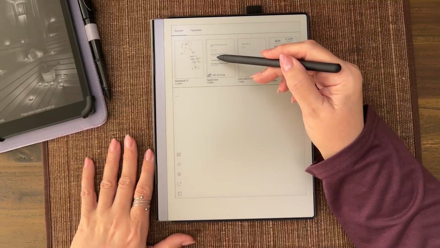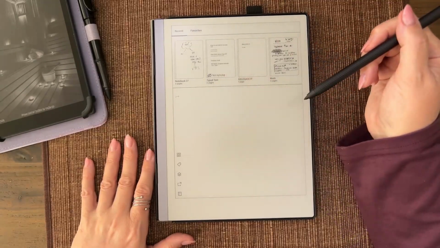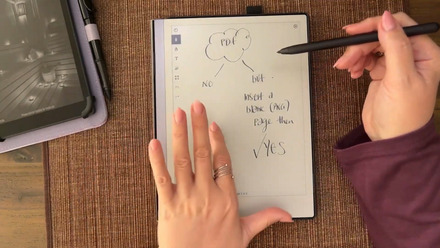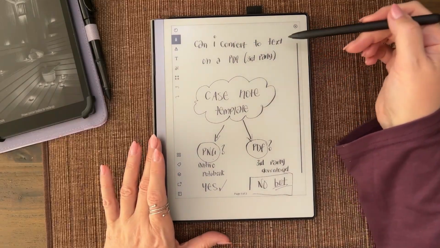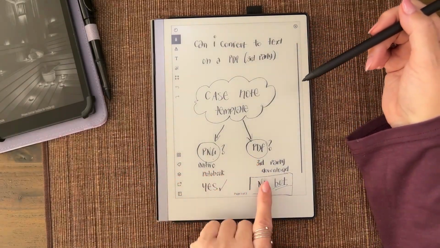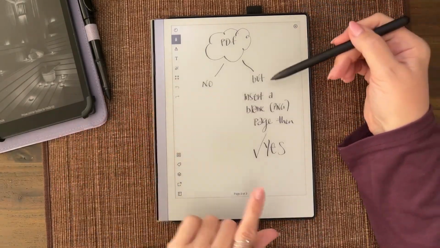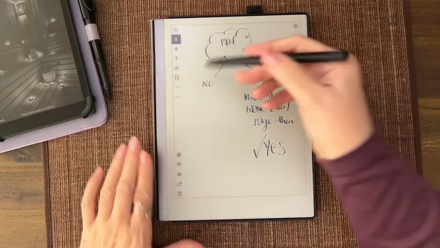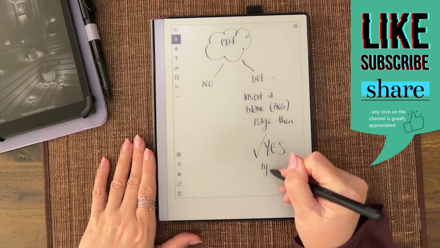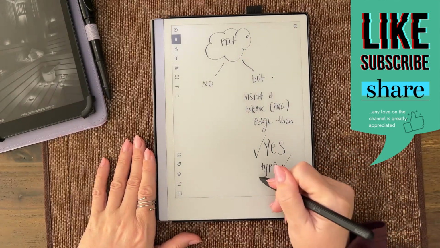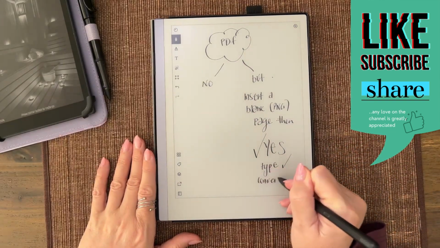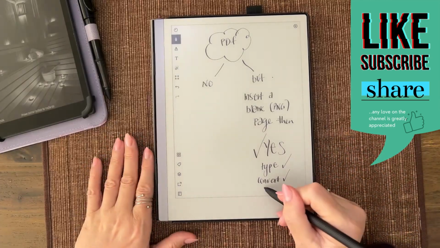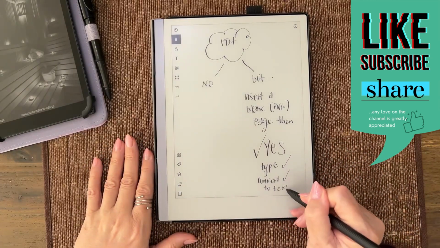All right, so that, let us go back just to finish off. I like to summarize at the end with that one. So the answer, can I convert to text on a PDF? The answer is no, unless you insert a blank page, then yes, you can type, and you can also convert your writing to text. Awesome. Hope that's helpful.